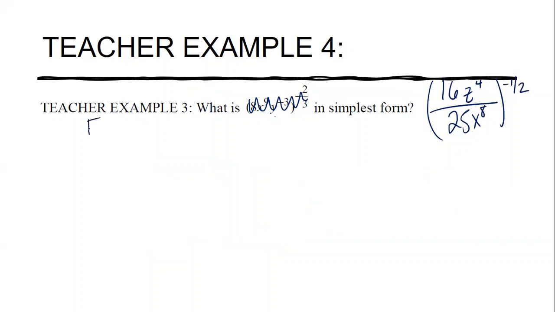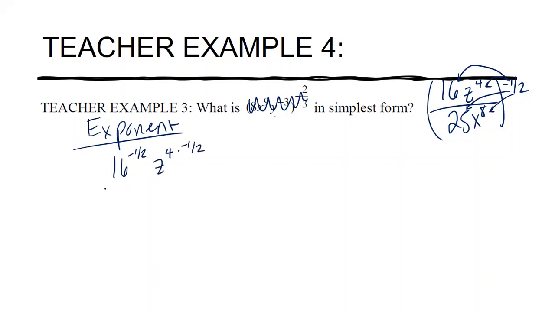All right, so we're going to do the exponent first. And if there's a radical, there's a radical. If not, then we are good, right? So you're going to distribute, distribute, distribute, distribute. Notice that that power is going to every number and variable in the numerator and in the denominator. So we have 16 to the negative 1/2, z^4 times negative 1/2, 25 to the negative 1/2, and x^8 times negative 1/2.